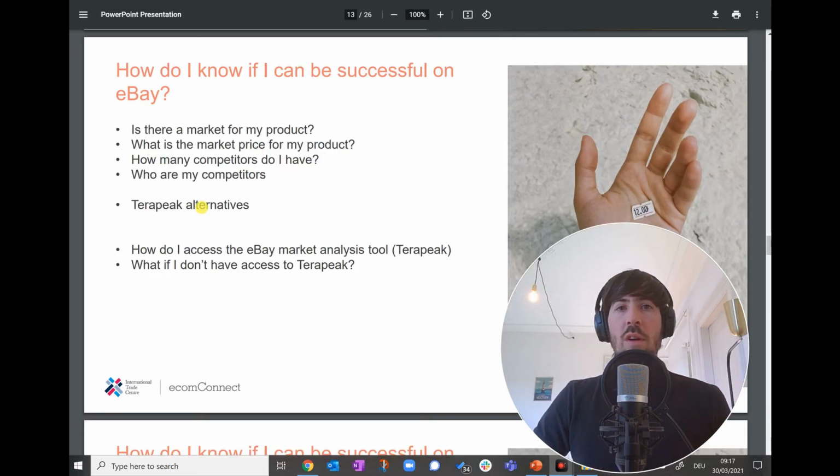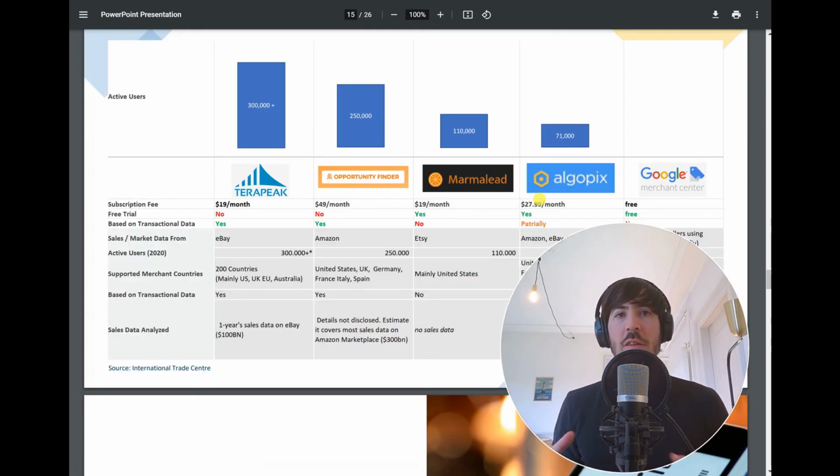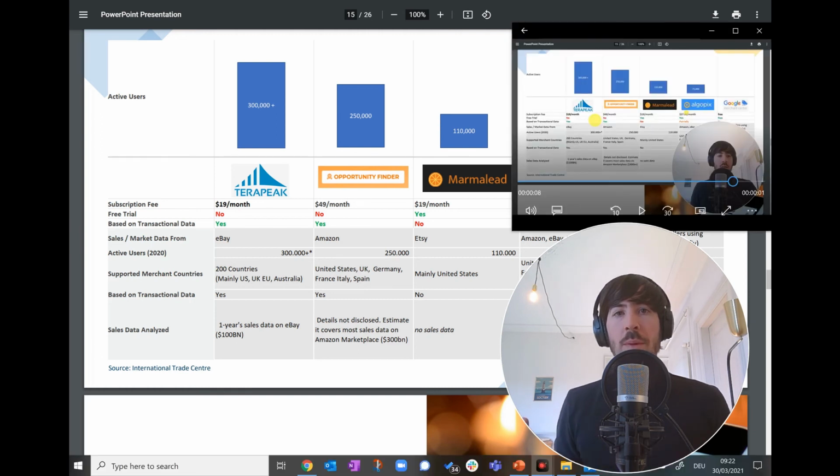Next, I'd like to explore a couple of alternatives to Terapeak, and I want to explain to you why I think that Terapeak is the best option if you're a small seller from an emerging country. I've taken some time to test the different tools on the market, and Terapeak really stands out as the one that provides you with the most granular data. Terapeak has data from sellers in over 200 countries, and it's the only tool I found that allows you to look in detail at the competition from your region, whether you're in Latin America, Africa, or Asia.